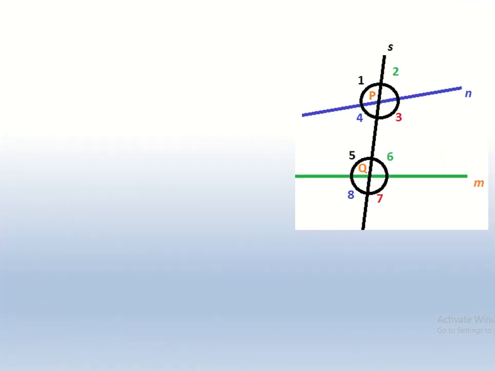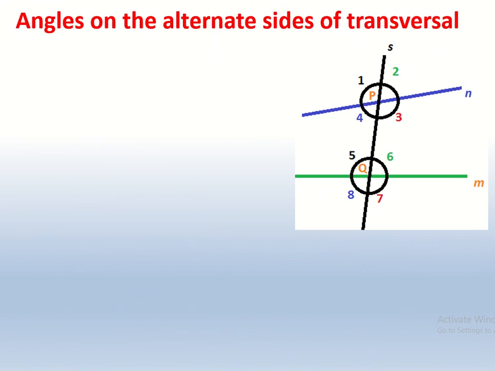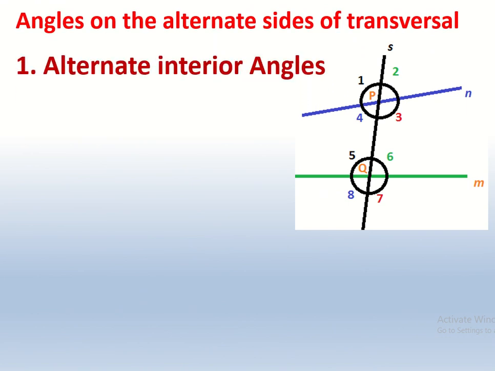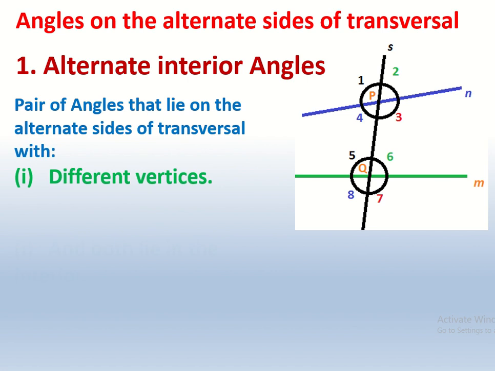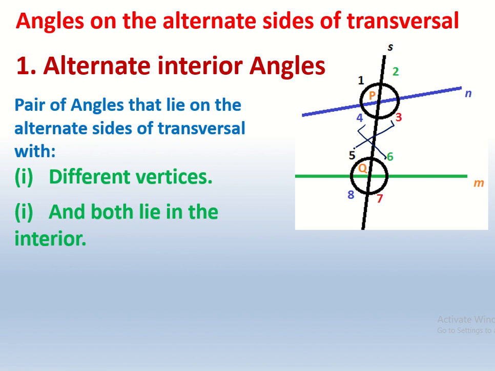Then we have the last pair of angles, again in the group of angles on the alternate sides of the transversal, and it is alternate interior angles. That means on the alternate sides of the transversal with different vertices and both lie in the interior. So we have angle 4, angle 6, angle 3, angle 5. They lie in the interior with different vertices and on the alternate sides of the transversal.